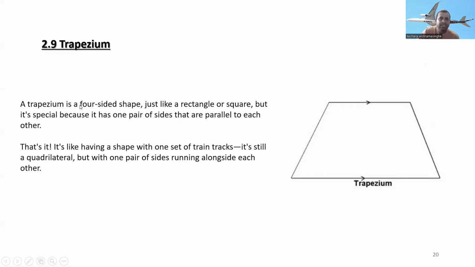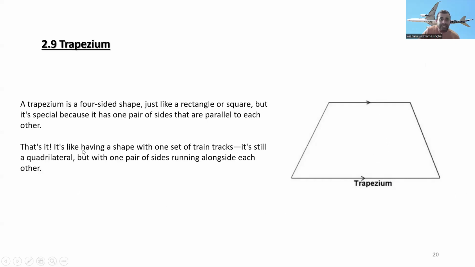So the trapezium is a four-sided shape. Just like a rectangle or square, it is also a four-sided shape, but it is special because it has one pair of sides that are parallel to each other. Remember, in a trapezium there is one pair of sides that are parallel to each other. You can see in the trapezium there is one pair of sides parallel to each other.